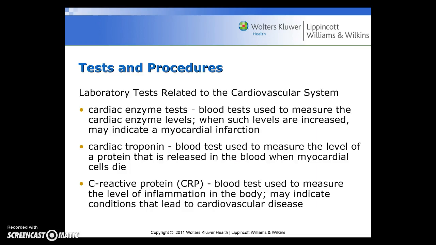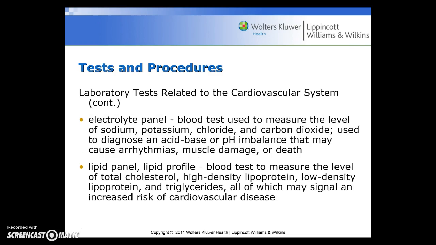So let's talk about some common tests and procedures related to the cardiovascular system. A cardiac enzyme test is the blood test used to measure the cardiac enzyme levels. And when the levels are increased, this may indicate a myocardial infarction. Cardiac troponin is a blood test used to measure the level of a protein that's released in the blood when myocardial cells die. C-reactive protein, or CRP, is the blood test used to measure the level of inflammation in the body, and this may indicate conditions that lead to cardiovascular disease.